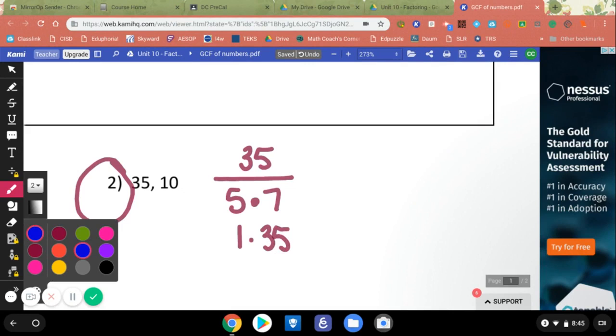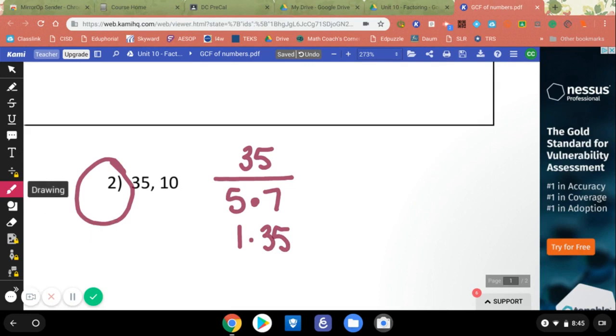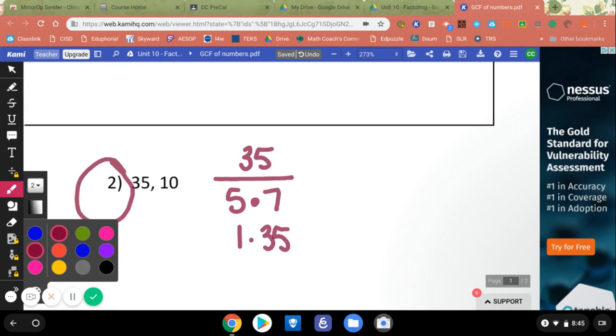The reason these are factors is because I can divide 35 by 5. I can divide 35 by 7. I can divide 35 by 1. I can divide 35 by 35. So I can divide 35 by all of these numbers.